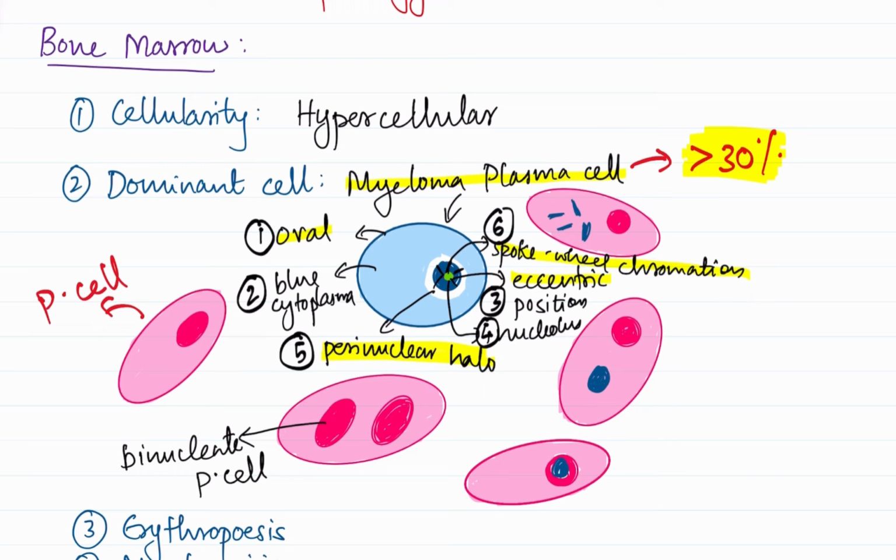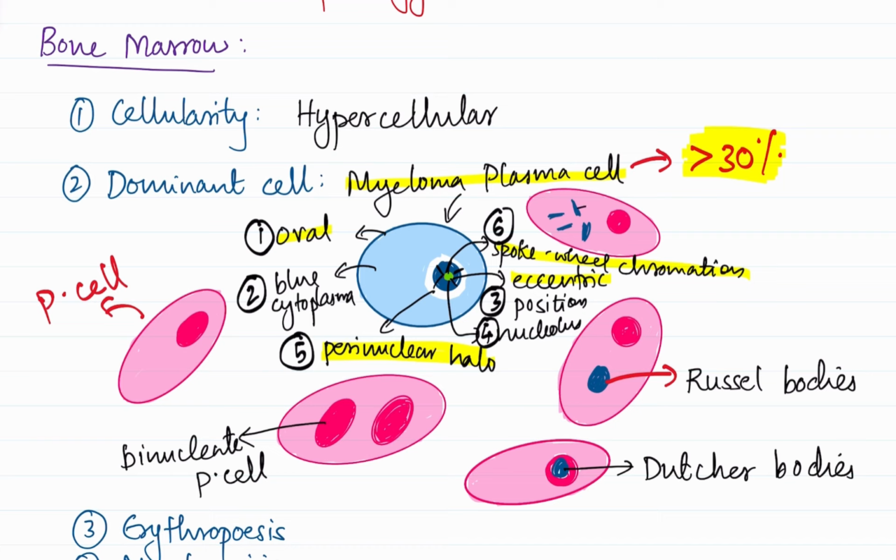So if the inclusion bodies of immunoglobulins are present inside the cytoplasm, they are called Russell bodies. So these are inclusion bodies of immunoglobulins present inside the cytoplasm. And if they are present inside the nucleus, they are called Dutcher bodies. These are inclusion bodies present inside the nucleus.